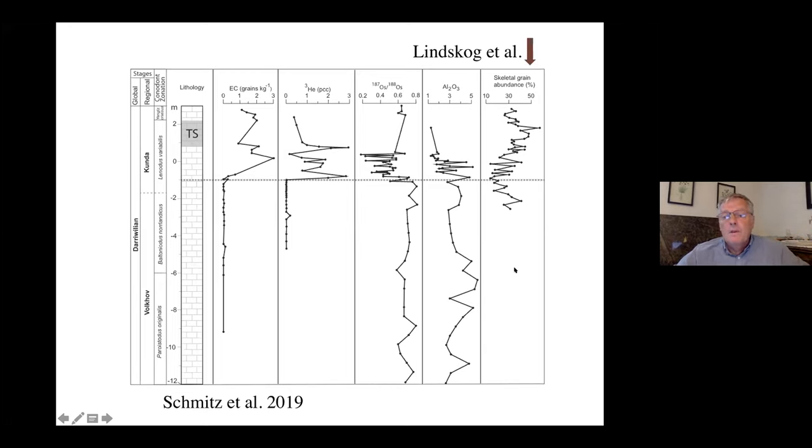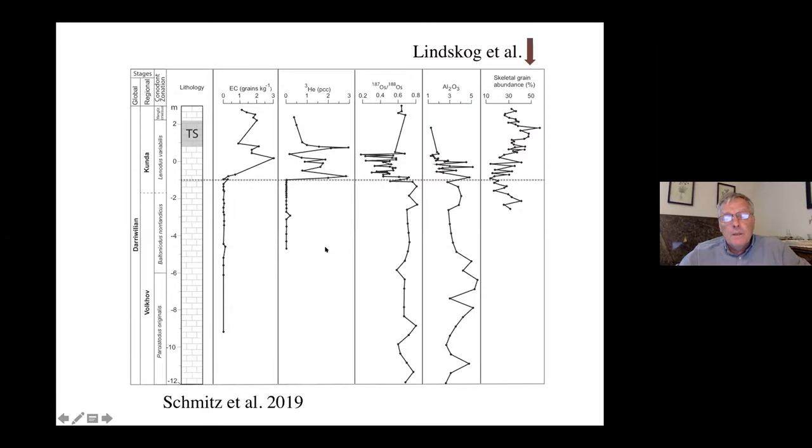A very, very important contribution to how I think we have moved forward in this was a study that we looked at when we discovered this, by Lindskog et al. That showed that the Tøllstein sea level fall actually starts right at this level. And we produced our own data and confirmed that already down here, the alumina, the clay content, goes down. And the quarry workers already knew this, because they are quarrying this interval.